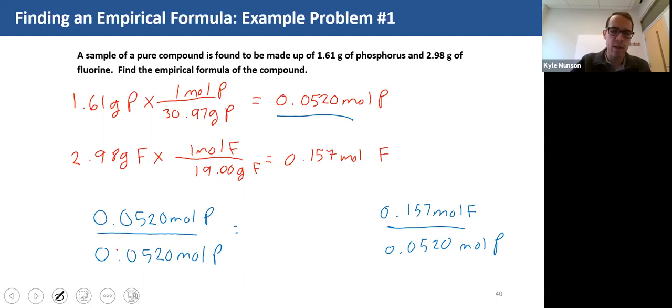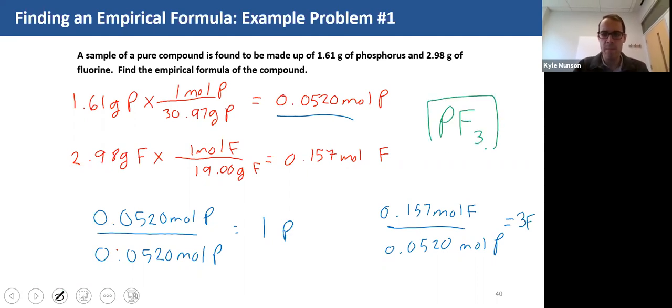So hopefully that makes sense. This, when you put that in your calculator, is going to be 1 phosphorus, I'll just put for now. And this, when you put this in your calculator, gives you approximately 3 fluorine. That's the ratio, the number is 3. So when I want to write the empirical formula, it's going to be 1 phosphorus and 3 fluorine. This is the empirical formula. So that's how you do these problems. So let's do a few more examples together. If it's not clear, again, hopefully it'll become clear as we continue to do these problems together.